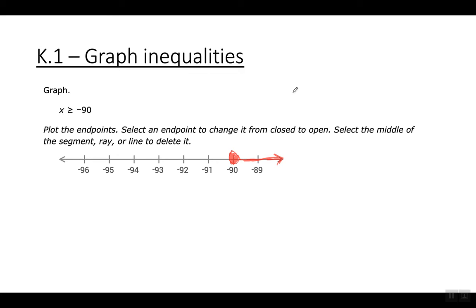Now again, keep in mind they could also write it like this. This means the exact same thing. So get used to, you always read it starting with the variable. X, I don't know what it is, but it's bigger than or equal to negative 90. X is greater than or equal to negative 90. That is just as correct as writing it this way. They're both correct.